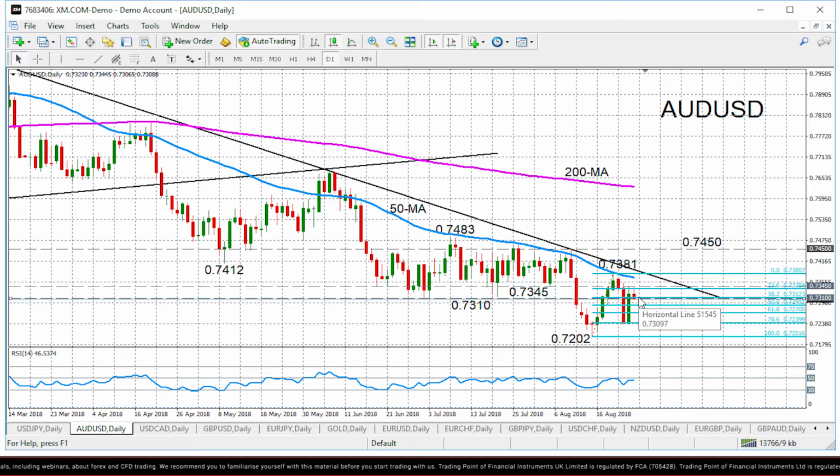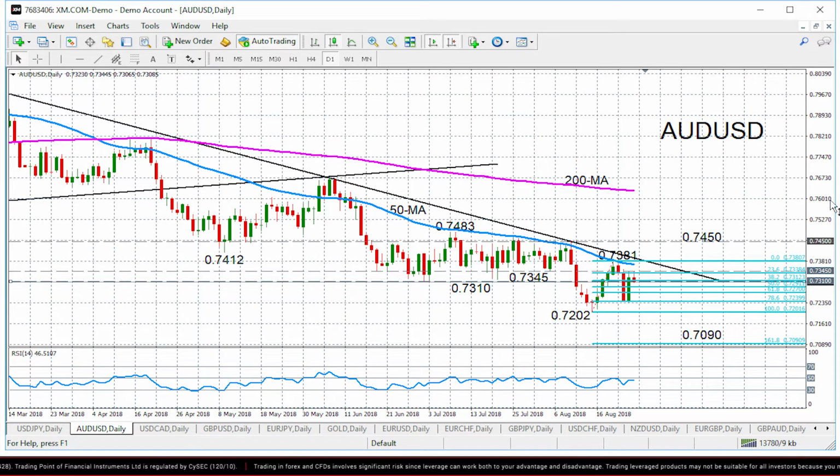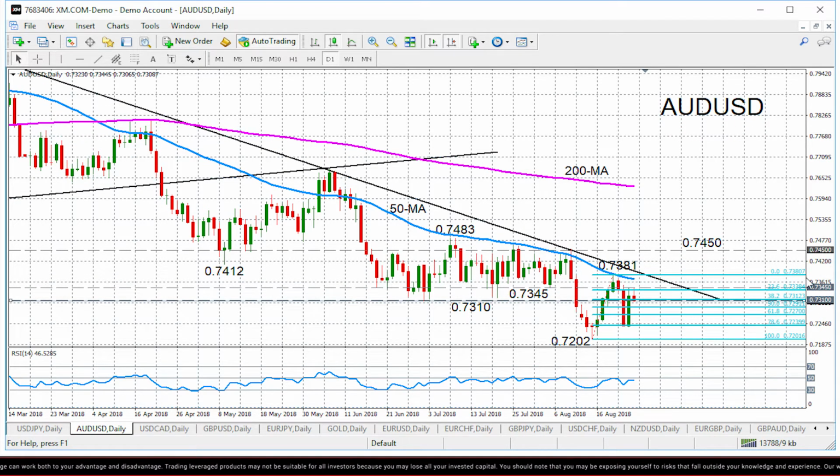If you do see prices dropping below that support, it would open the way towards that 1.5 year low of 0.7202 that we saw earlier in August, and then below that the next key support would likely come from the 161.8% Fibonacci extension around 0.7090. On the other hand, if we do see a fresh upwards attempt, prices would first have to break above immediate resistance at 0.7345. That's also the 23.6% Fibonacci.